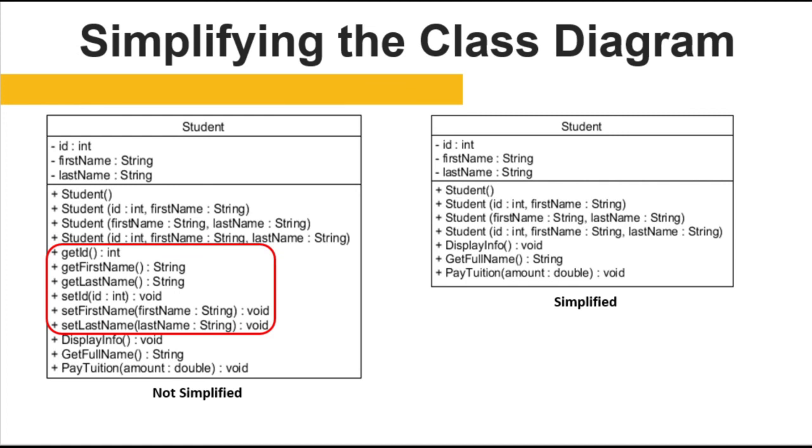Now, even if you have the option to make read-only and write-only classes to limit the use of getters and setters, it is still recommended that you do not include the getters and setters in your class diagram, like the simplified version of the class diagram of the student class on the right side of the slide. So this is the simplified version of the previous class diagram, not including the getters and setters, to make it simpler.